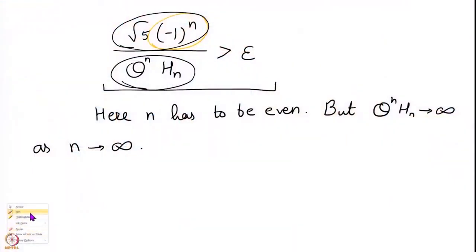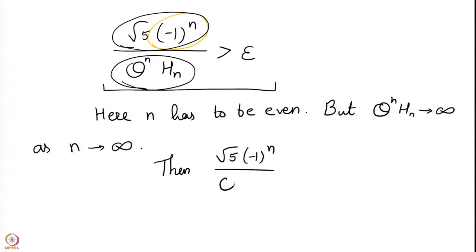Therefore, root 5 minus 1 power n upon theta power n h n has to go to 0 as n goes to infinity. And therefore, it will mean that given any epsilon, ultimately these numbers will be smaller than epsilon. What it means that a sequence goes to 0 is that, given any quantity, whatever small or big number you choose, ultimately the sequence will cross that number and go nearer and nearer to 0. Therefore, for any such epsilon, you will have at most finitely many such terms, minus 1 power n into root 5 upon theta power n h n, bigger than epsilon.